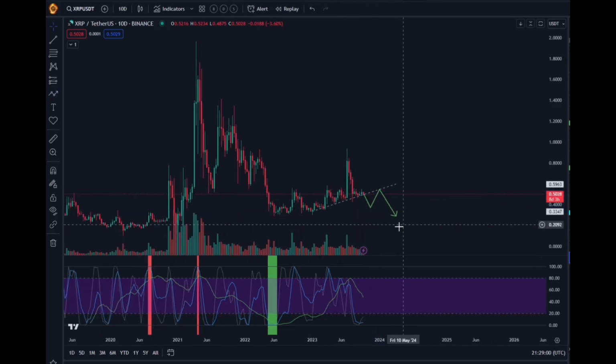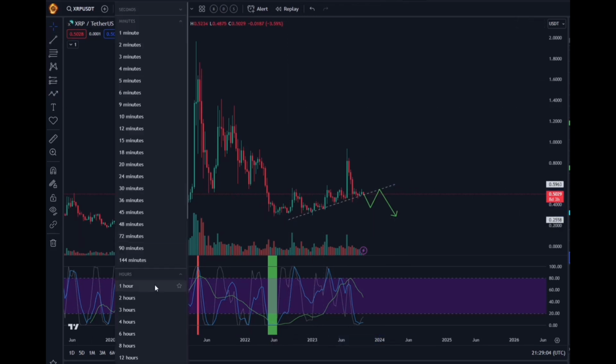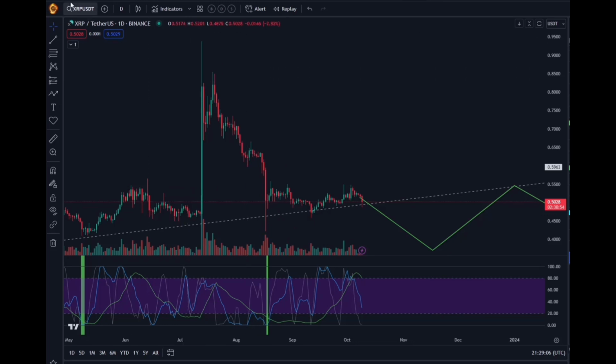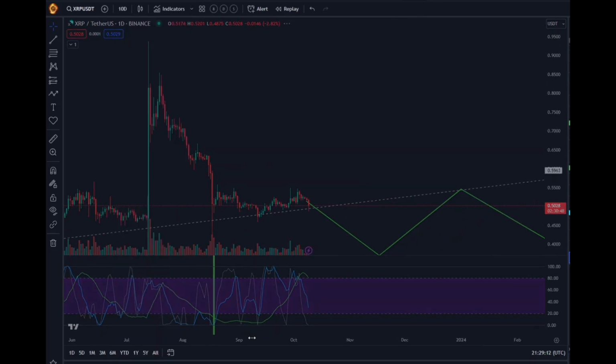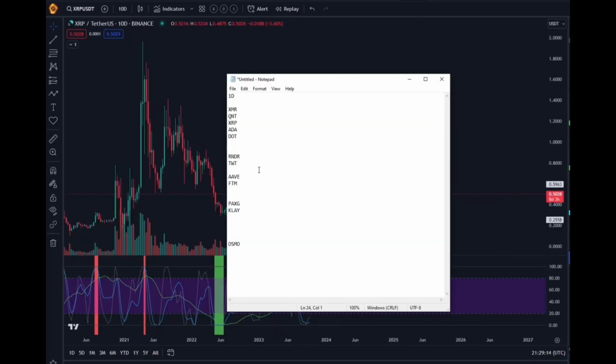But again, it's not enough for me to short it either. Let me just look at lower time frames. Yeah, it's not something I would short or long or anything. Let's move on to the next one, which is ADA.